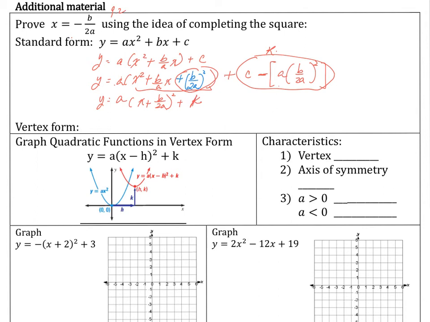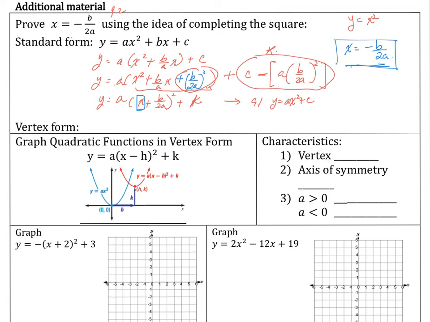Now as you can see, this form is very similar to y equals ax squared plus c. So if you're given the form y equals x squared, your vertex will be at 0, 0. So here, the vertex will be here when x equals negative b over 2a. That's where we get the formula.